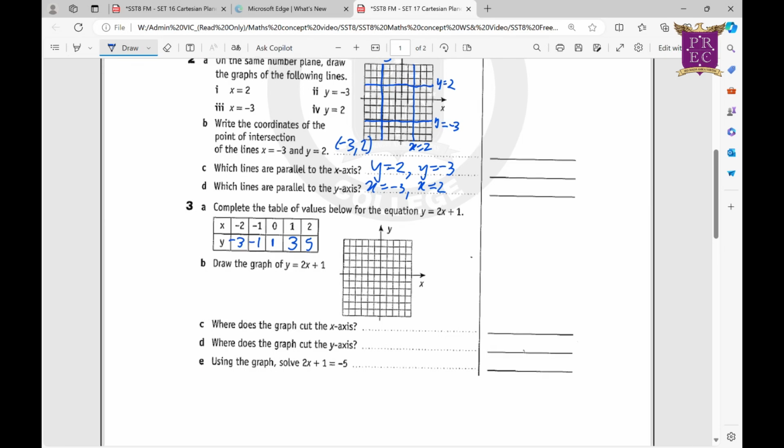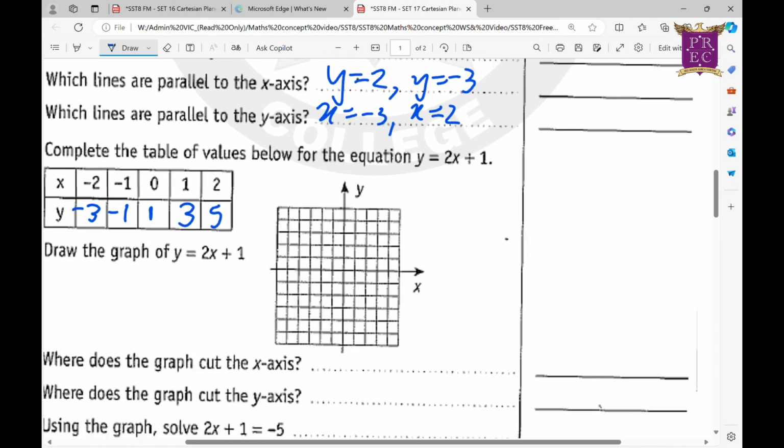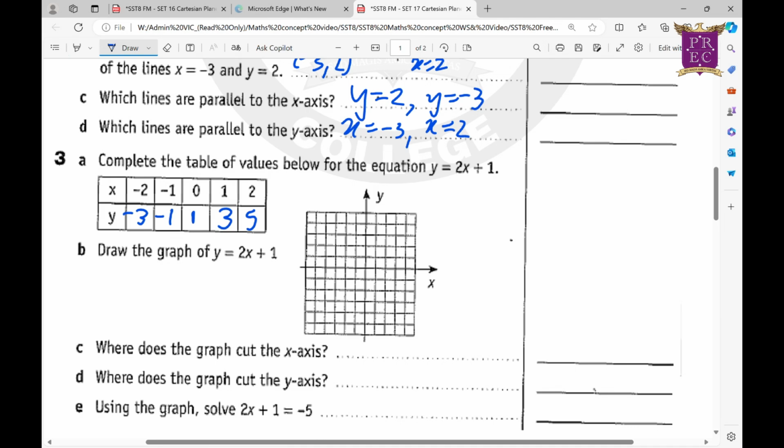Now we need to draw the graph. Okay, we know that the y-intercept is at here, 0 and 1. At 1 it is 3, so over here, and at 2 it's 5 over here. So similarly, at -1 it's over here, at -2 it's over here. So the line goes something like this.